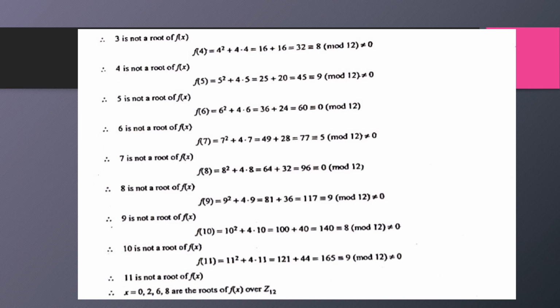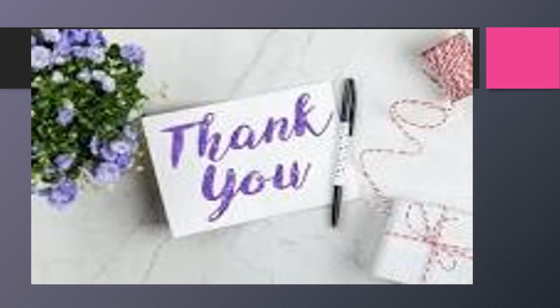Likewise, for each number you start dividing and finding out the remainder. The very simple fact is, when you get the remainder as 0, you call that particular element a root. If not, you call it not a root. So finally, jot down all the elements which are the roots of f of x over Z12. Thank you so much. Hope you understood the roots of polynomials.